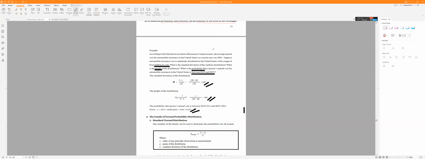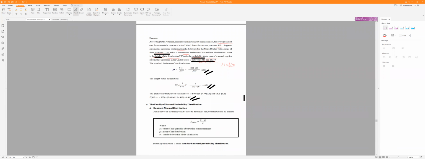Okay, so under the given conditions, the average annual cost is 691. So you know mu is directly $691. So suppose automobile insurance cost is uniformly distributed. This is in the question, so don't worry. With a range of 200 until 1,182. What's the standard deviation? What is the height of the distribution? And what's the probability that a person's annual cost is between these values, okay?